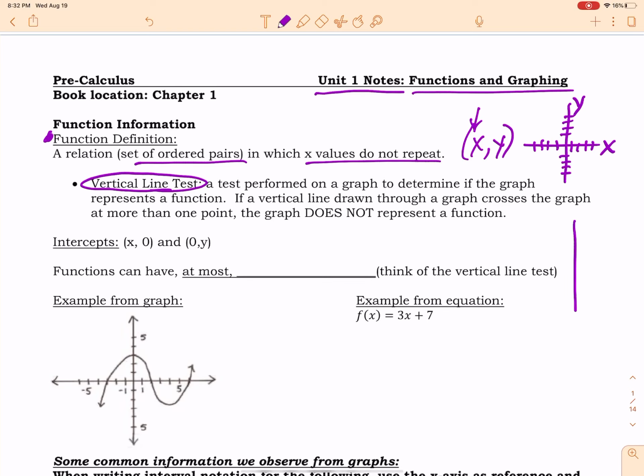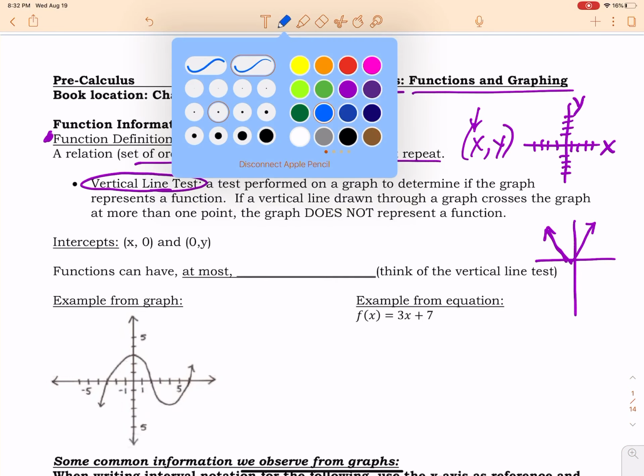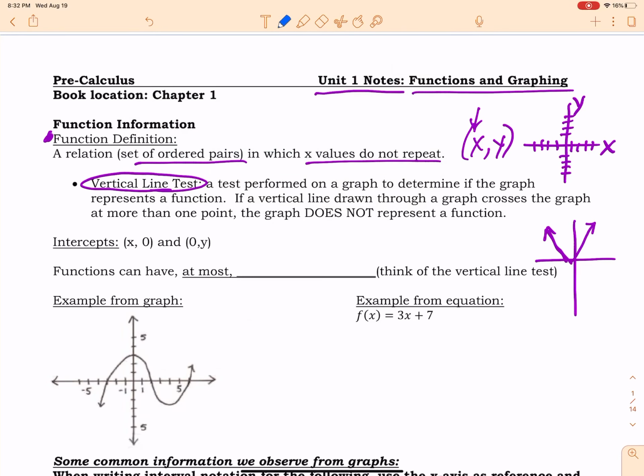So let's say I just draw a simple absolute value function here. All right, I know it's a function because I'm trying to illustrate this. So when you draw a vertical line through that, notice it crosses it at only one ordered pair. Anywhere you draw this vertical line through your graph, it only intersects it in one place. That's how you can tell it's a function.